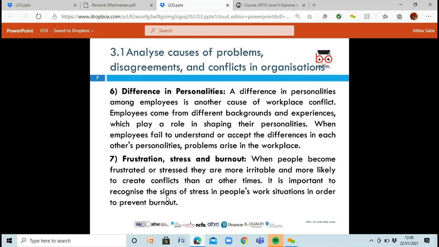So stressful situations, when someone's overly stressed, it affects other people's work as well because you're not happy to go near them, you're avoiding that person. So these types of things can cause a big issue.